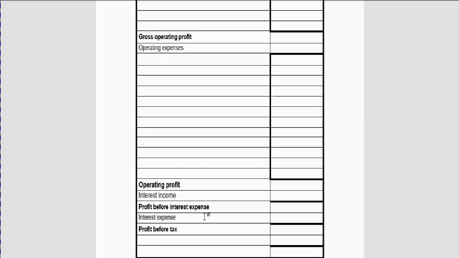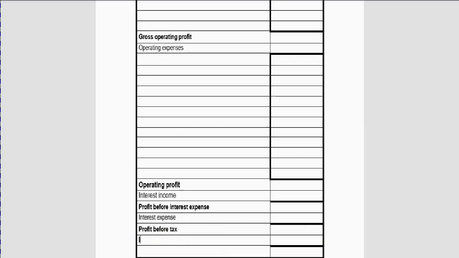Now if you're in grade 11, this will read net profit for the year, so you don't go any further than that. The only bit we add in grade 12 is income tax. So this last bit will change for grade 11 and grade 12. In grade 11 we stop here. In grade 12 we've got income tax to deduct still.